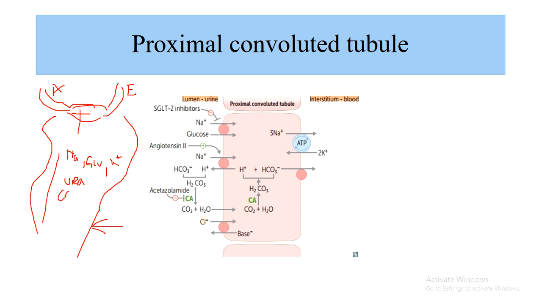So in the proximal convoluted tubules, what happens? All of these, this is what you have right here on the side of the urine. So we have sodium, glucose, potassium, and also urea and creatinine. We have to reabsorb some and excrete some. So sodium, as you can see, gets reabsorbed together with glucose. Also, they say 100% of glucose gets reabsorbed.